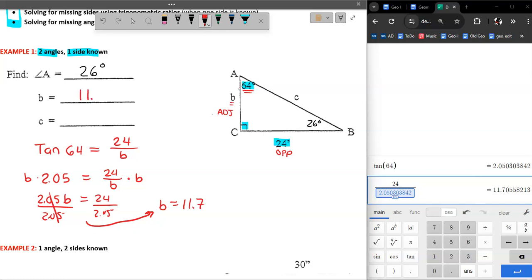Final answers can certainly be rounded to the nearest tenth, but make sure that within a problem you should be using stored values in your calculator. It just gives us a more precise answer. All right, so we found side length B. We know that to be 11.7.